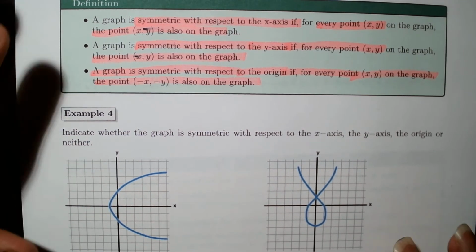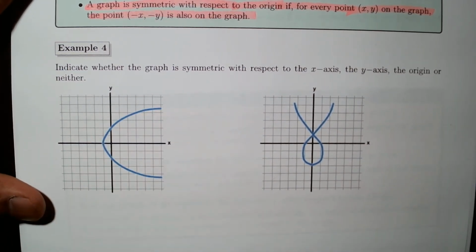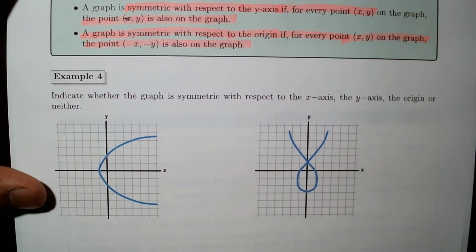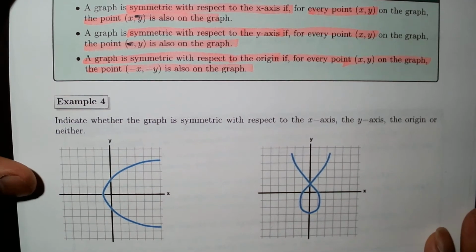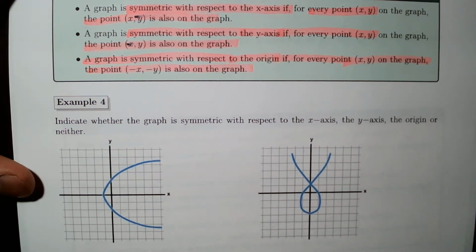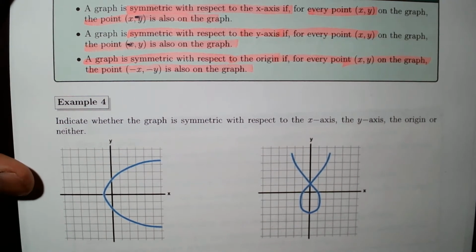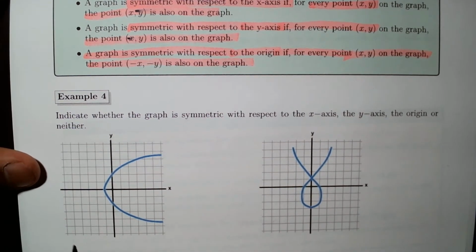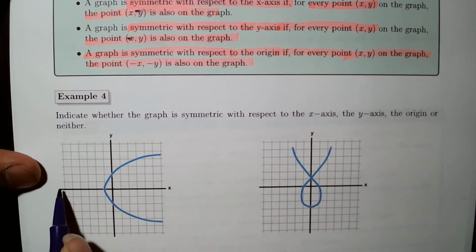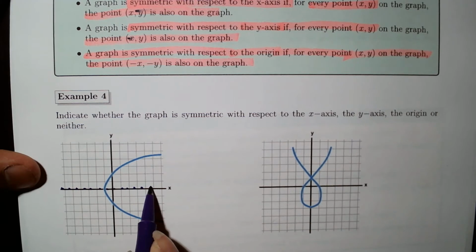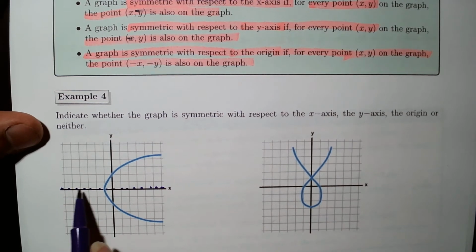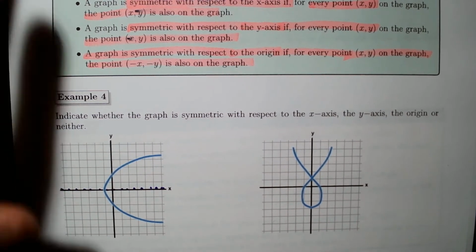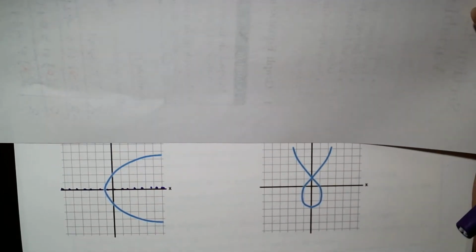Alright, let's look at this graph and let's indicate whether it is symmetric about the x-axis, the y-axis, the origin, or neither. Okay, so let's see. The quick and dirty way to determine symmetry is looking at the graph, and number one, you might want to consider the x-axis. In this case, I think it's kind of clear that the graph is symmetric about the x-axis, right? If you use the x-axis as a mirror, think of it as a mirror, what's on the other side?